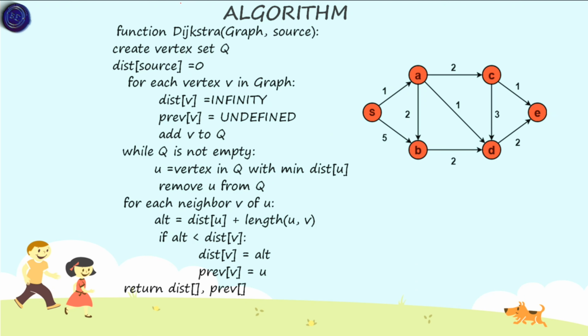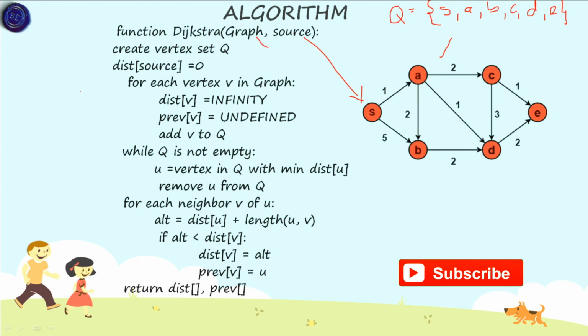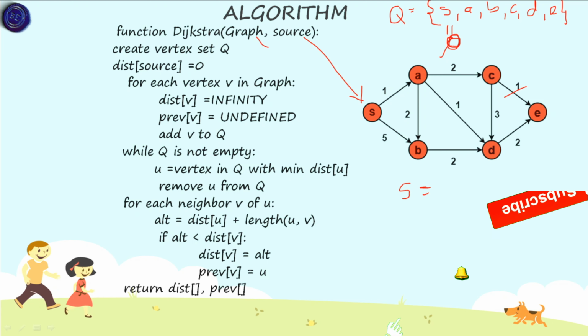Now let us discuss the algorithm. Here I consider an example. Function Dijkstra of graph comma source. So graph shows this and the source shows the source node. Create vertex set Q. So Q equals our vertices: S, A, B, C, D, E. So the Q is a vertex set. Distance of the source node is set to 0. So the source node distance of S is equal to 0.